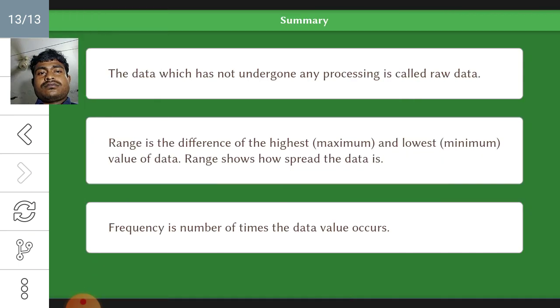Let's summarize what we have learned in this topic.